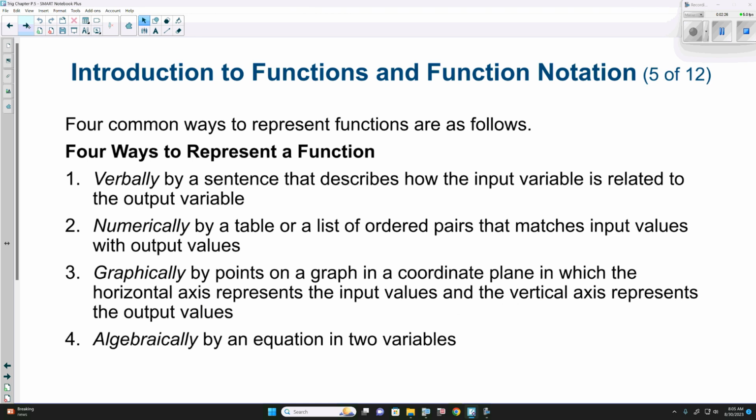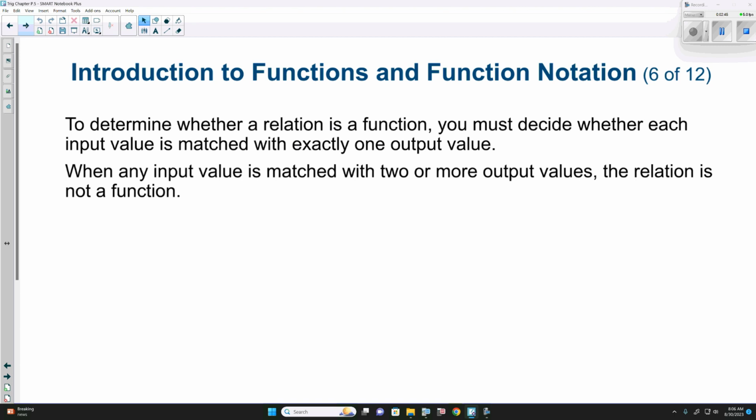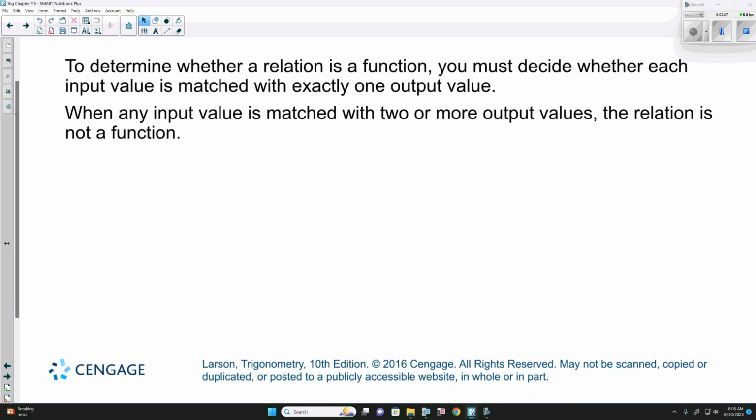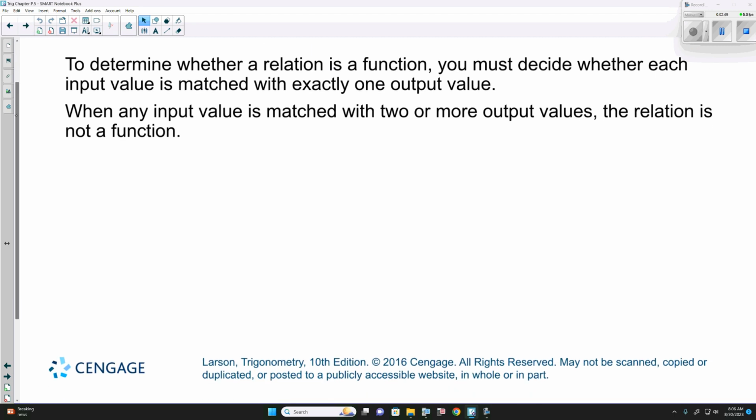A function can be represented verbally, by a sentence that describes how the input value is related to the output value. Numerically, by a table or list of ordered pairs. Graphically, by points on a graph in a coordinate plane in which the horizontal axis represents the input values and the vertical axis represents the output values. Algebraically, by an equation in two variables. The vertical line test is what really helps determine if a function is a function.